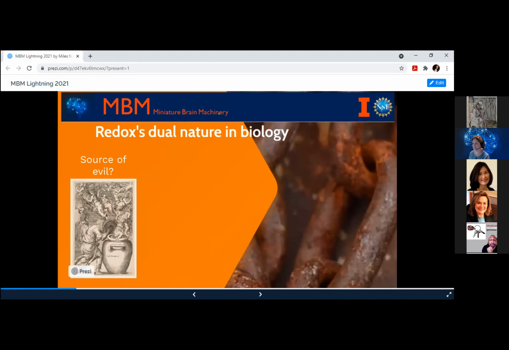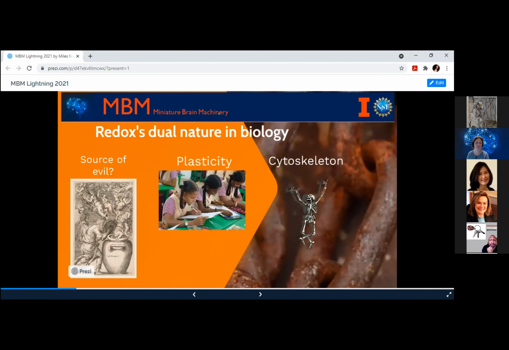We typically think about oxidative species as being the source of evil, or sort of this Pandora's box that causes all these different problems, to include aging just in general as well. However, within the cell, it has many normal typical functions, and within the brain, it's also important for plasticity and cytoskeleton, among other things. And specifically, I'll be focusing on the cytoskeleton.